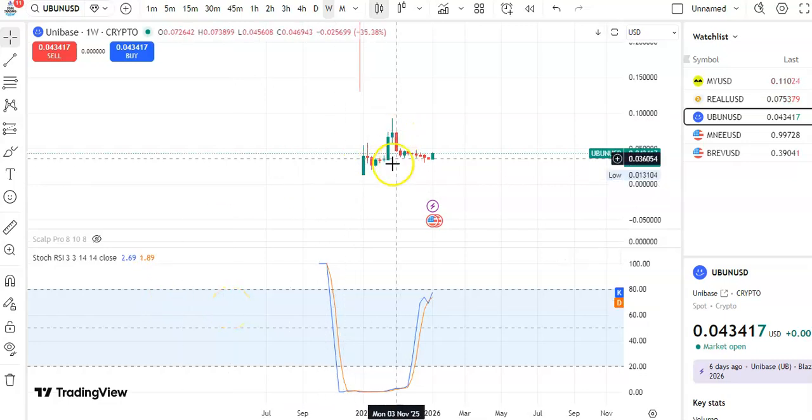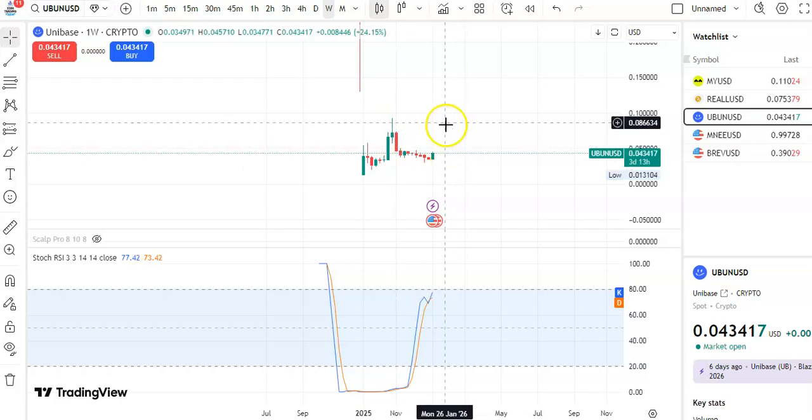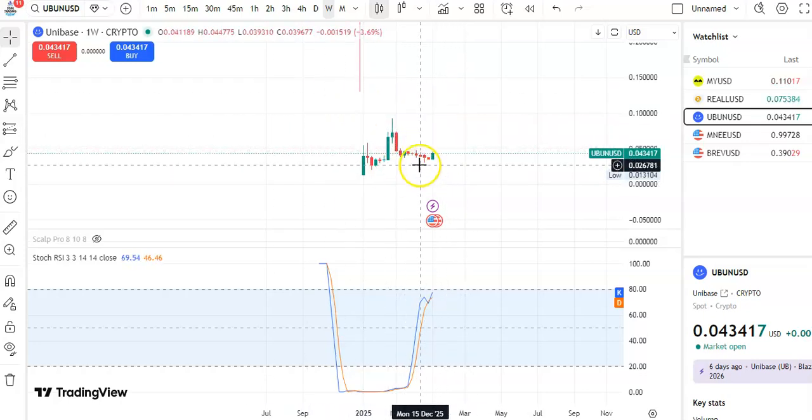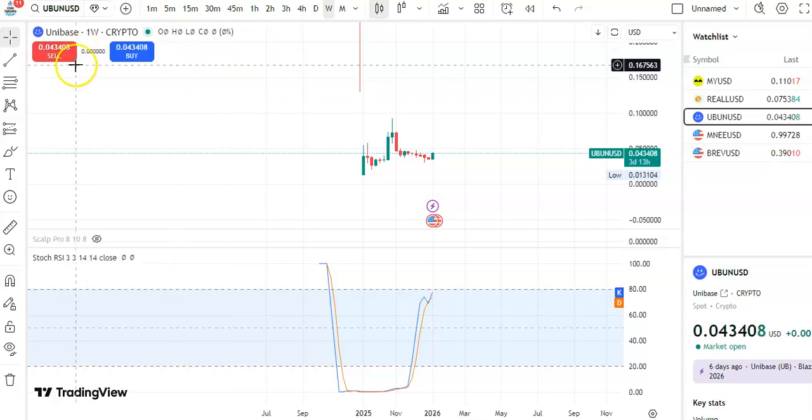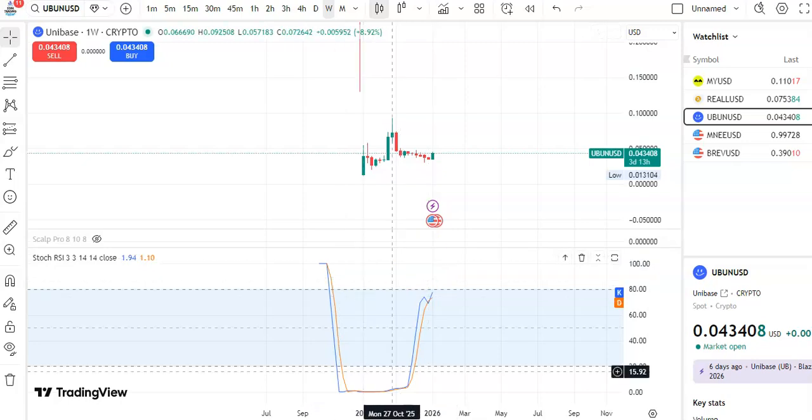After seeing the chart, what do you think? Is this an uptrend or downtrend? We will find out through technical analysis. I'm talking about this cryptocurrency, Unibase coin, and I'm on the weekly chart. So let us draw the trend line.